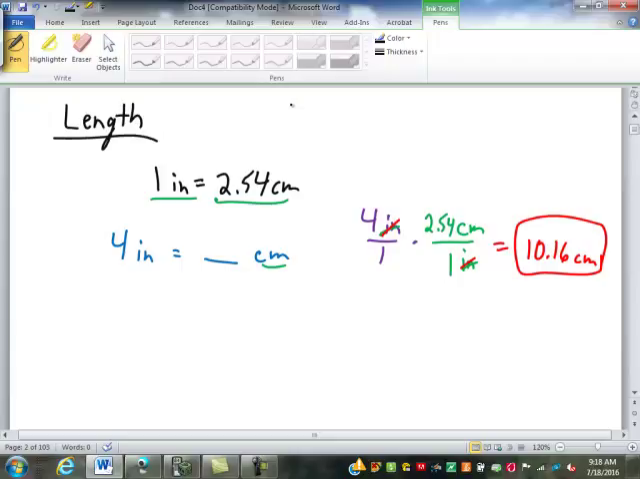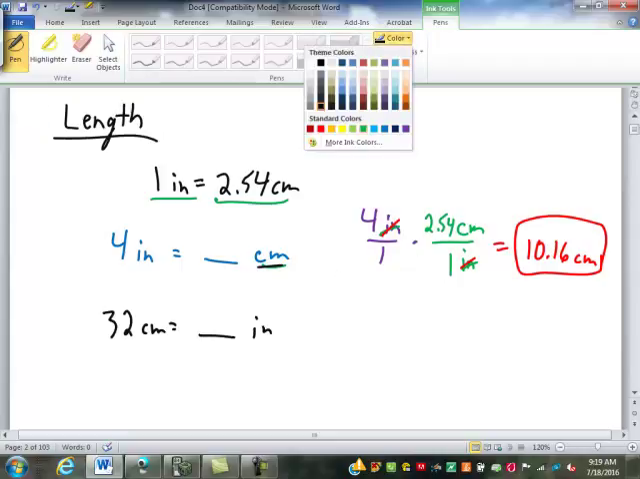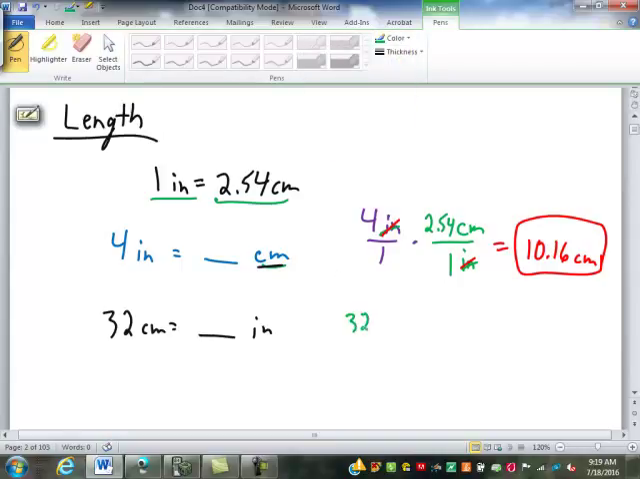Now I purposely chose that problem so it worked the way the textbook wanted it to. To me, even if I was going from centimeters into inches, I would still use that conversion. Let's say I have 32 centimeters, and I want to know how many inches that is. I would use that same conversion, it would just be upside down. I would do 32 centimeters. Then in my conversion factor, centimeters are going to go on bottom, inches on top, and I would do 1 inch and 2.54 centimeters.